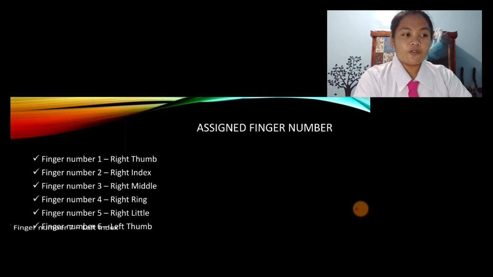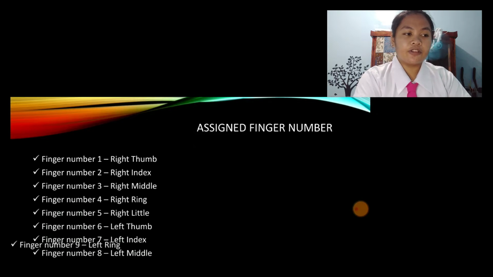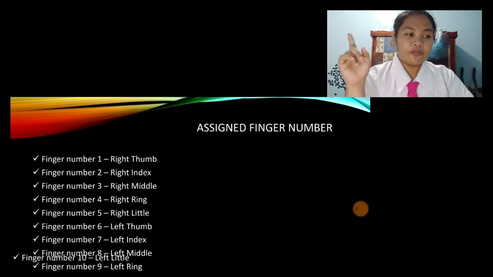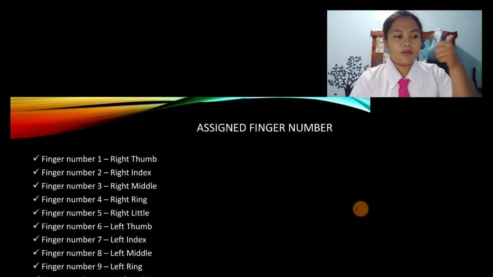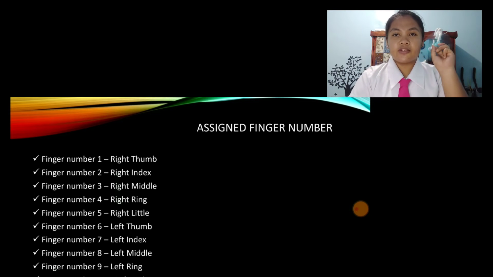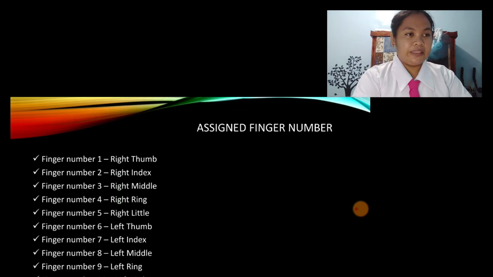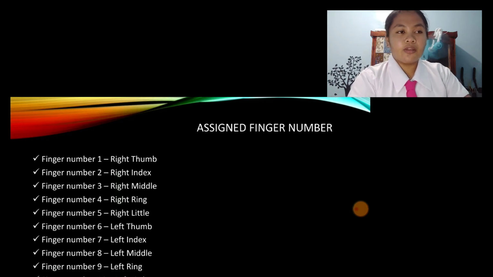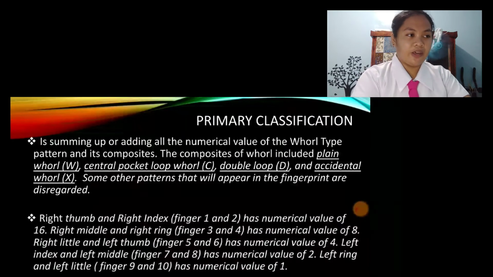So in fingerprint classification, fingers are assigned in accordance to the number, which is finger number 1, the right thumb, finger number 2, the right index, finger number 3, the right middle, finger number 4, the right ring, finger number 5 is the right little, finger number 6, the left thumb, finger number 7 is the left index, finger number 8 is the left middle, finger number 9, the left ring, and finger number 10 is the left little.